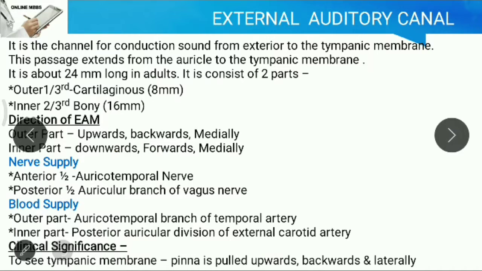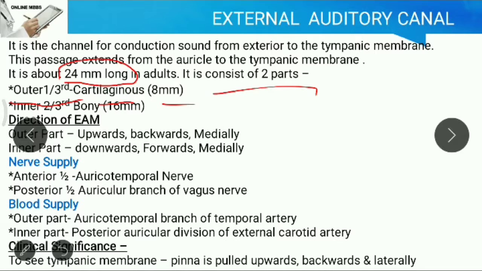External auditory canal. It is the channel for conduction of sound from the exterior to the tympanic membrane. This passage extends from the auricle to the tympanic membrane. It is about 24 mm long in adults. In children, this external auditory canal is shorter in length. Therefore, children have a higher chance of getting ear infections as the canal is shorter. It consists of two parts: the outer 1/3 is cartilaginous, that is 8 mm, whereas the inner 2/3 is bony, 16 mm.